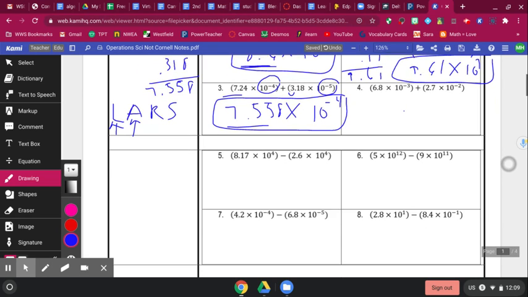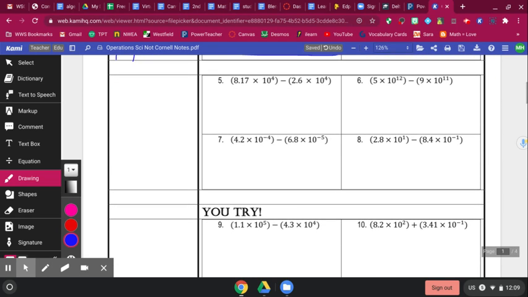We're going to move on to subtraction because it's basically the same idea. Look for your powers of 10. Look at your exponents. In this case, they're the same, so I'm going to keep that power of 10. I'm going to take my factors, and this time I'm going to subtract them. So when I subtract 8.17 minus 2.6, I get 5.56 times 10 to the 4th.